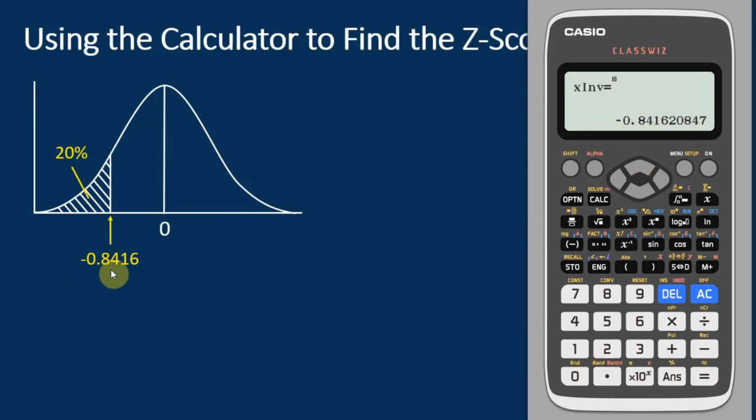And from the graph, the horizontal axis is the Z-score, and we know that this point is equal to negative 0.8416. Take note that the calculator will calculate the Z-score for the area from negative infinity to the boundary of the area enclosed. If the area is at the right-hand side of the curve, the Z-score will still be the same but become positive. This is because the curve of the normal distribution is symmetrical.